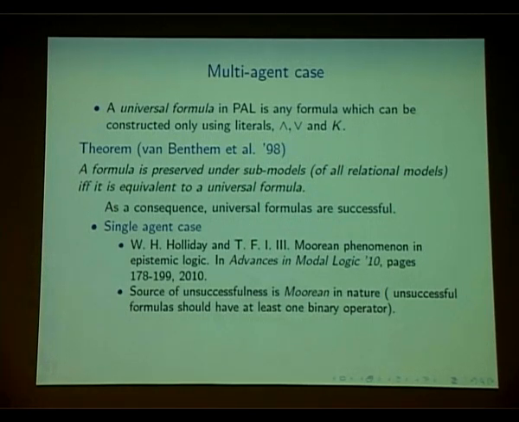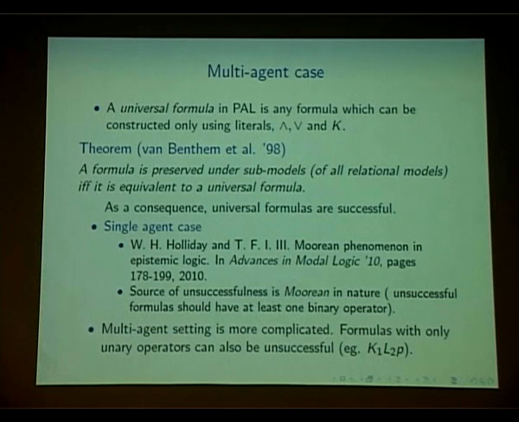Now, the problem in multi-agent cases is that formulas even with no binary operators can be unsuccessful. It's not a simple generalization of the single agent case. So this is an example. We will see how this is unsuccessful later. So this is the problem, and we started by trying to see for which fragments of public announcement logic we can say whether it's successful or not.